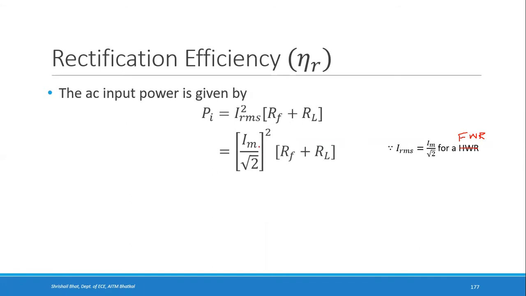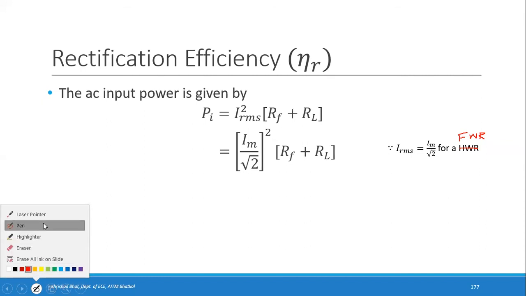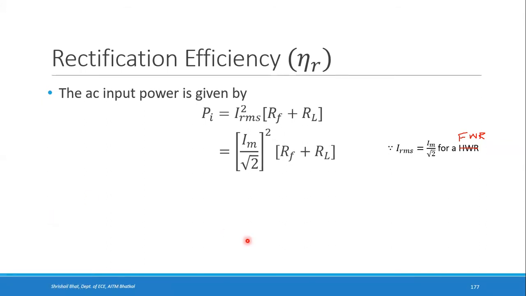So if I find the square, Im square divided by root 2 square. What is it? Root 2 square will be 2. So what do I get then? Im square divided by 2 into RF plus RL. So our PDC, we got it as 4 Im square divided by pi square into RL. PI, we have got it as Im square divided by 2 into RF plus RL.